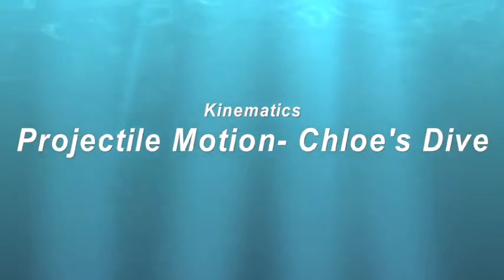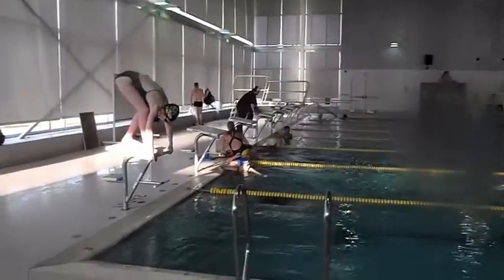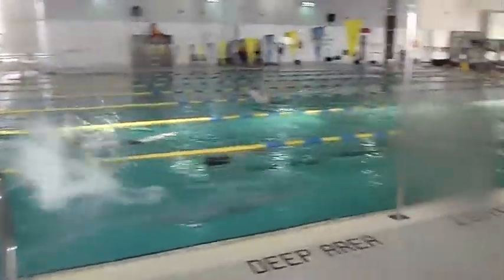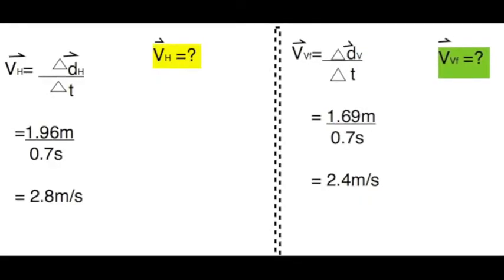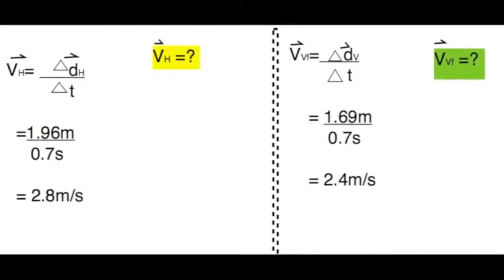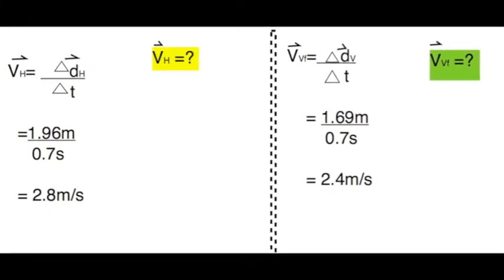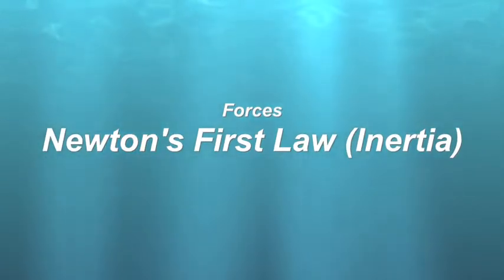Chloe's projectile motion. After calculating our displacement and time, our unknowns are velocity vertical final and velocity horizontal. With our givens, I have calculated the velocity horizontal and velocity vertical final. Let's move on to forces with Newton's first law.